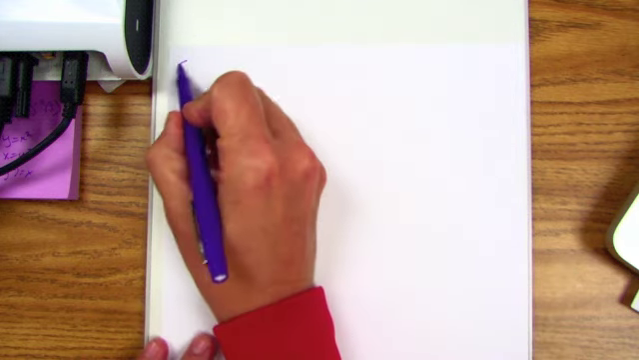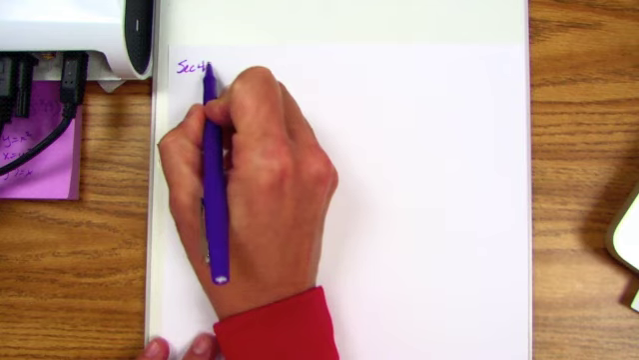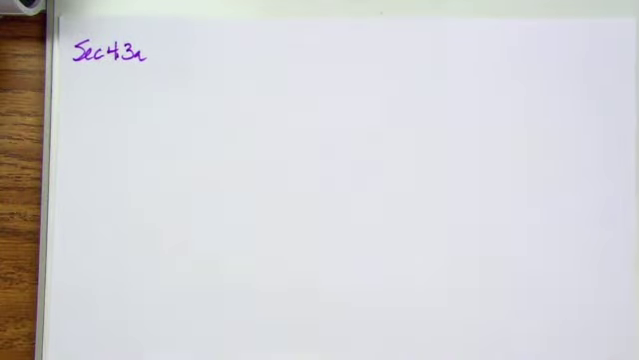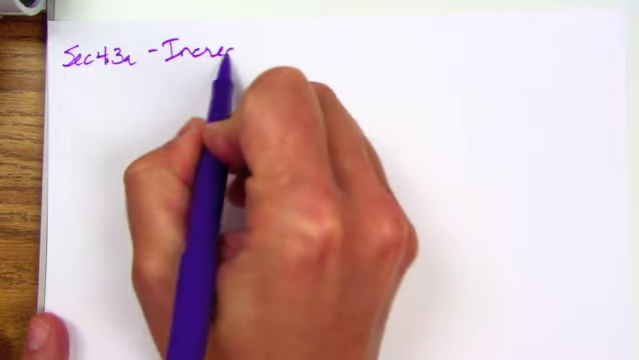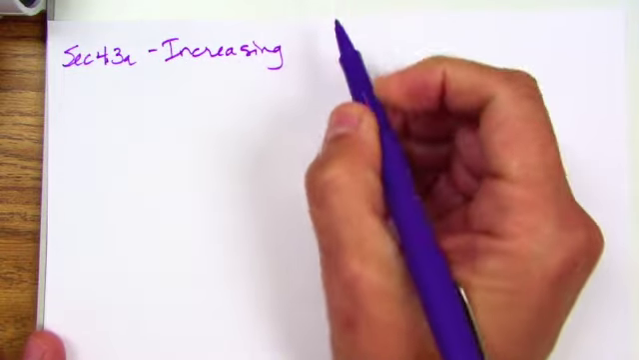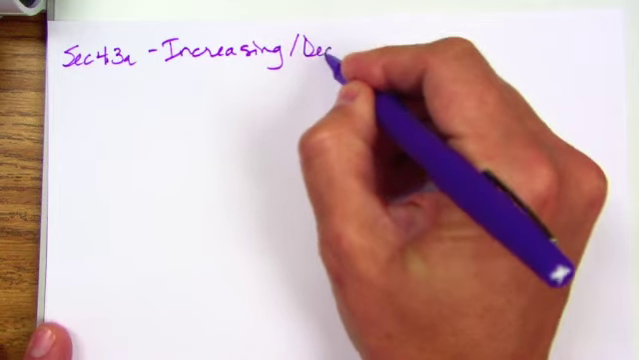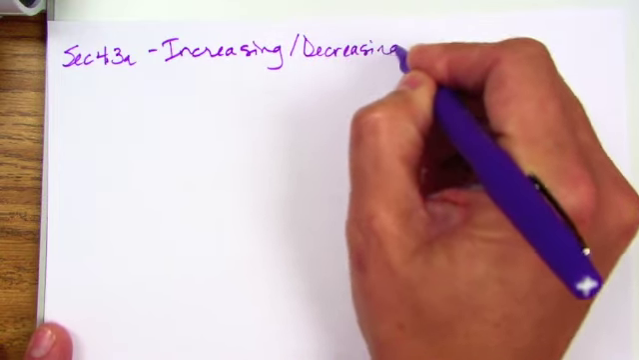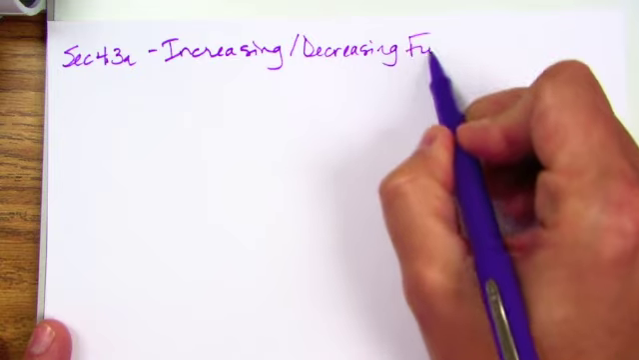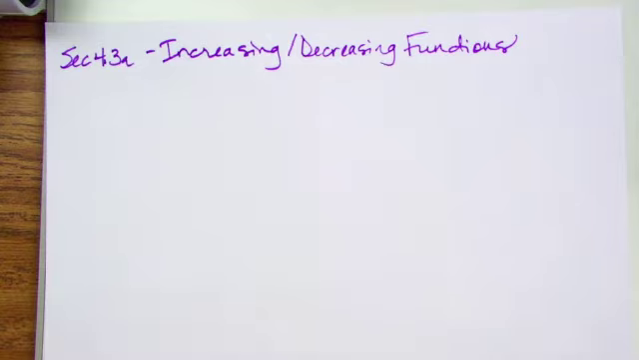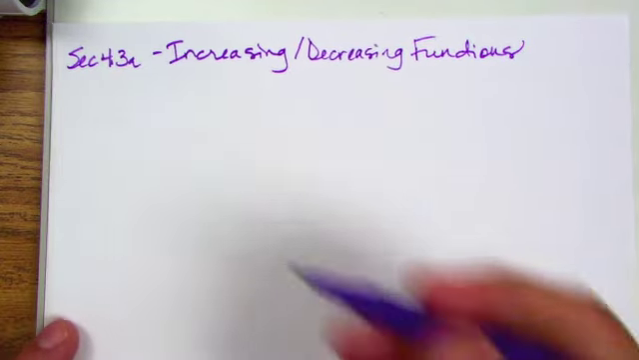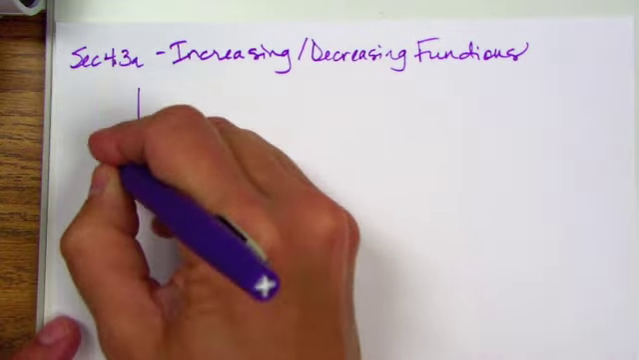Okay, so we're breaking section 4.3 up into some pieces. So this is going to be 4.3a. Okay, we've already talked a little bit about this idea of where a function's increasing and decreasing.